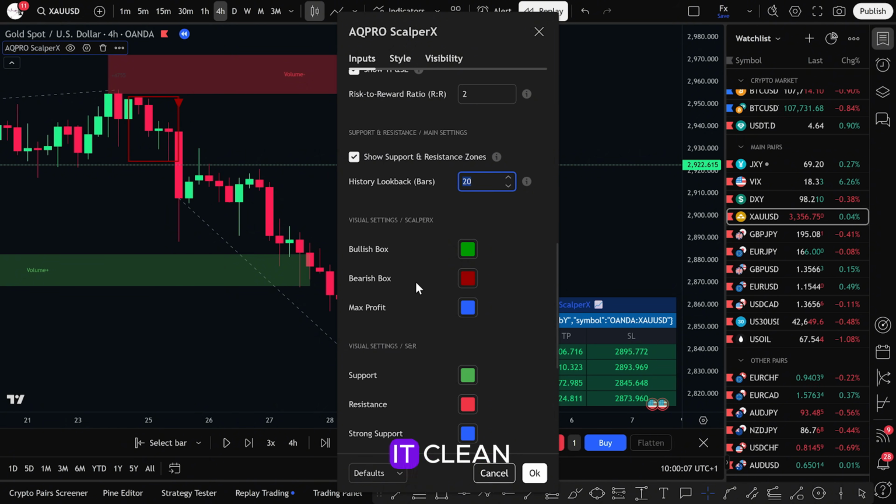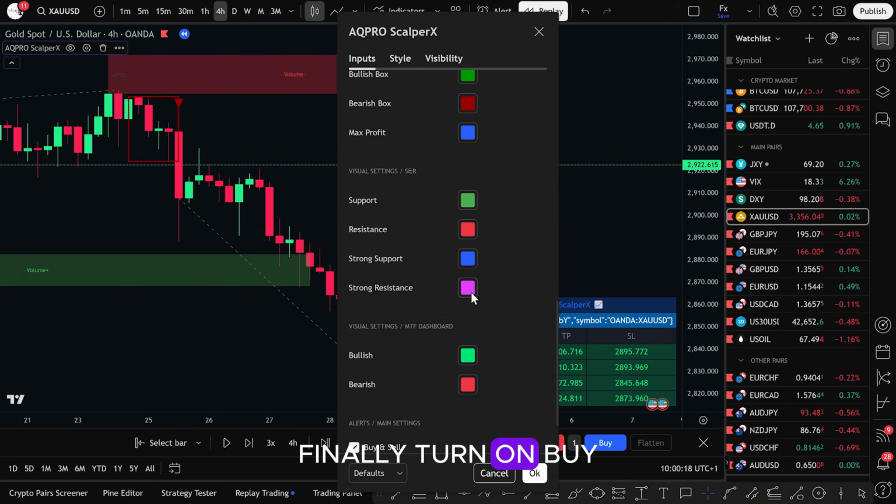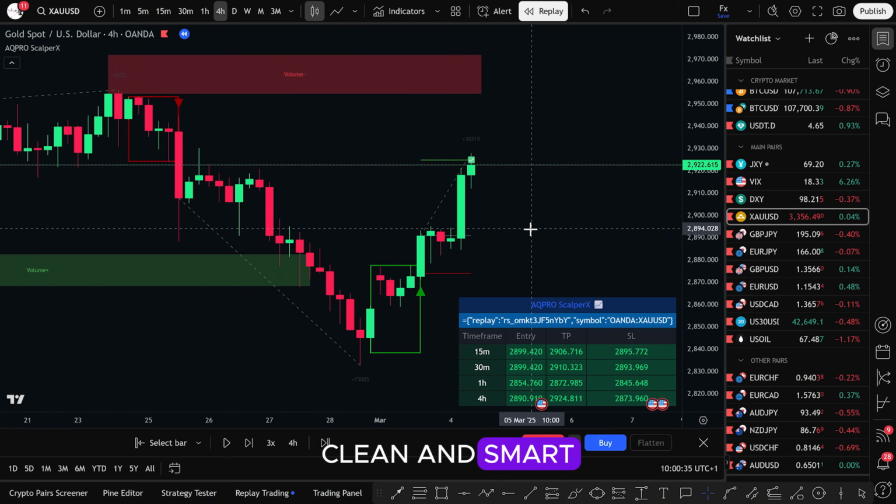In visual settings, keep it clean. Green for bullish, red for bearish, blue for profit, and purple for strong zones. Finally, turn on buy and sell alerts to catch every signal as it happens. That's it. ScalperX is now set to trade fast, clean, and smart.